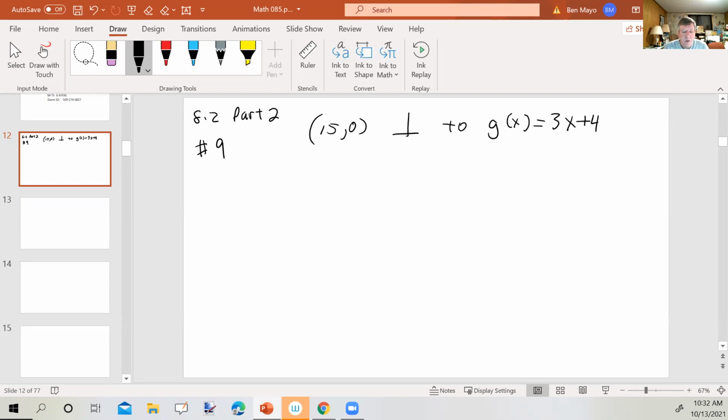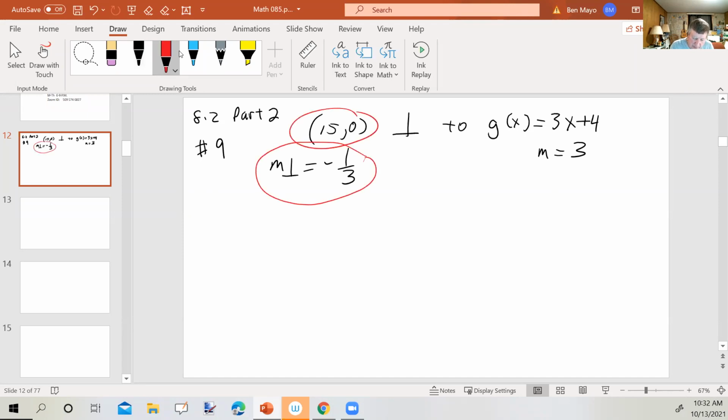Okay, what should we know about perpendicular graphs? Their slopes are negative reciprocals or opposite reciprocals. Using slope-intercept form on g of x, the slope is 3. So the slope of the line that's perpendicular would be negative 1/3. So now we've got this slope and this point. Okay, so far?